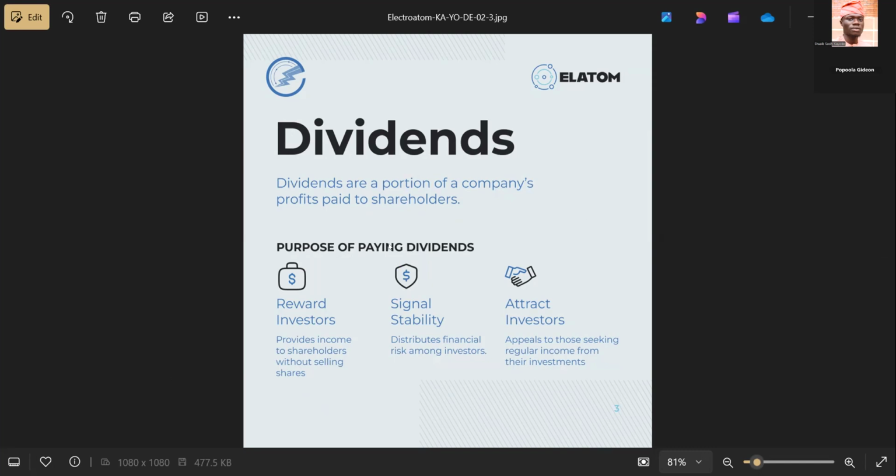So what are the purposes of paying dividend? The first one is to reward our investors. So dividends provide income to shareholders without selling shares. For you to earn dividend, you don't need to exchange your shares, you don't need to swap it, you don't need to sell it.